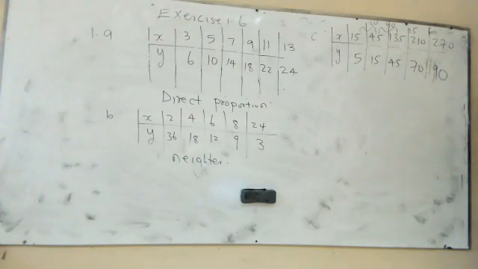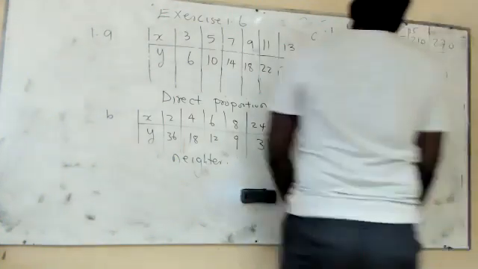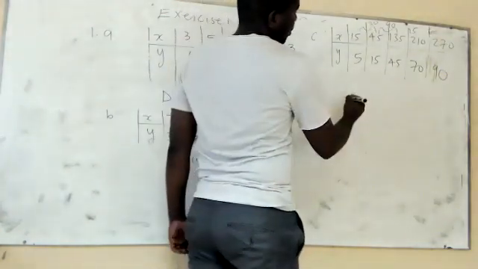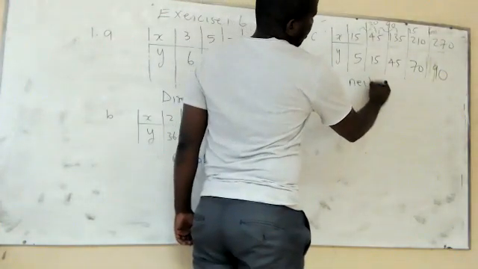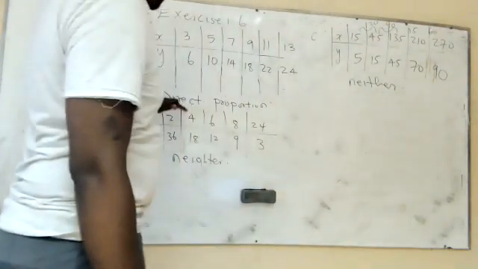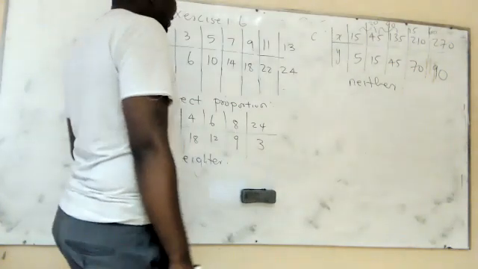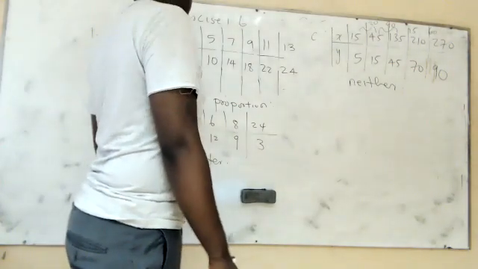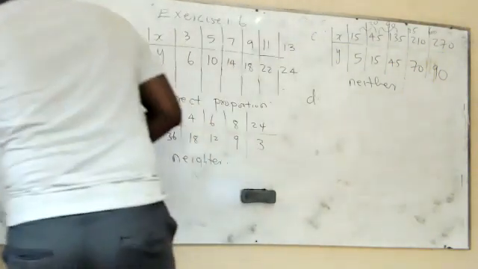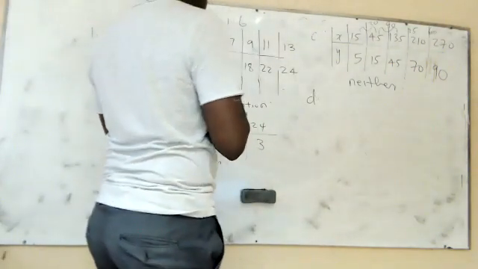So with that information, we can then go to the conclusion. What will be the conclusion for question number C? They are neither direct proportion nor inverse proportion. Very true. It's neither direct nor inverse proportion. So now let's quickly go to the last question on this page.